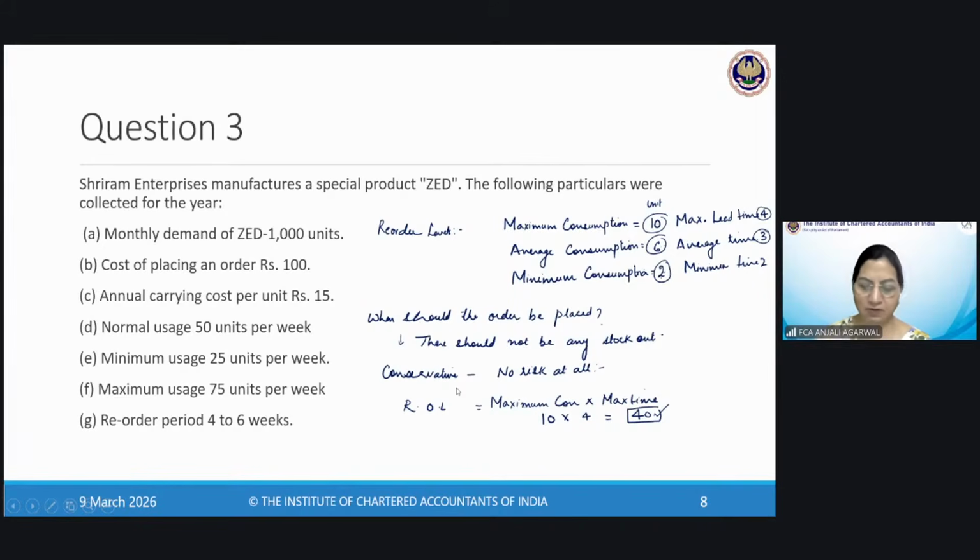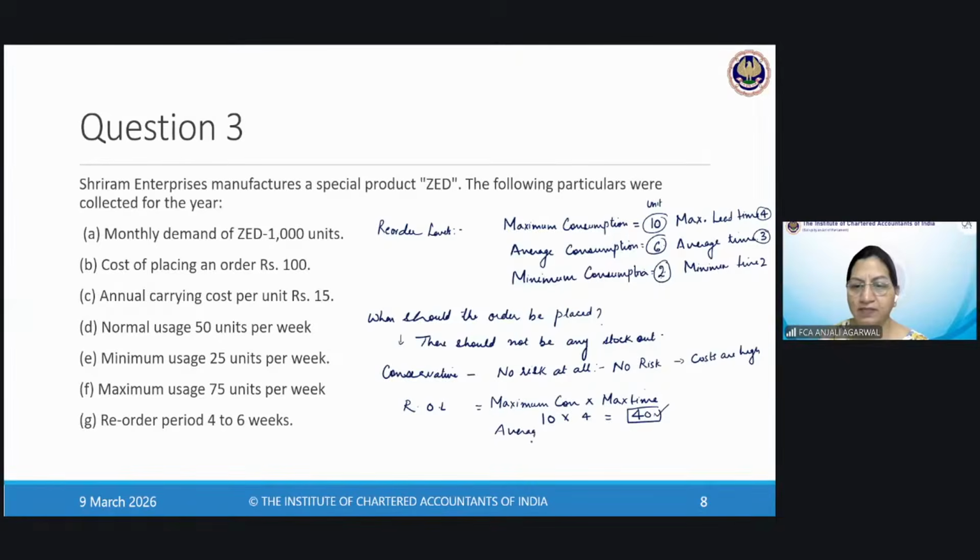However, the formula is not good, as you know that in finance, no risk, no reward. So being conservative means you are not taking any risk. When you don't take any risk, the costs are high. Obviously, if you are placing an order at a high level, you are going to store more units, and if you store more units, your storage cost will be high. So we also have an alternate formula.